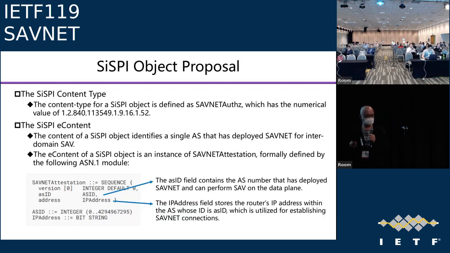So let's go into the details of the SysP object. We are proposing a new content type, and we intend to register this number through IANA. This object will contain two important pieces of information. The first one is the AS ID, which contains the AS number of the AS that has deployed and wants to establish subnet connections. And the second one is the IP address of the subnet agent within that AS.